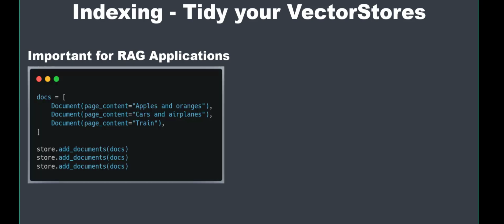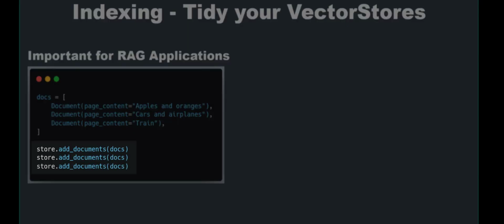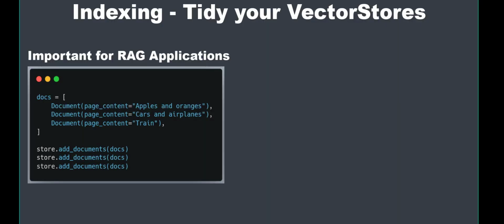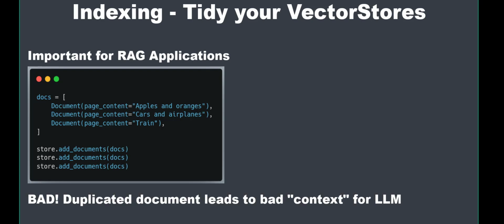Let's start simple. Imagine you've got this code. You've got three documents and you add them to the vector store three times. So this means you'll end up retrieving duplicates when you do a similarity search later. Duplicate documents mean bad, confusing results from the LLM.